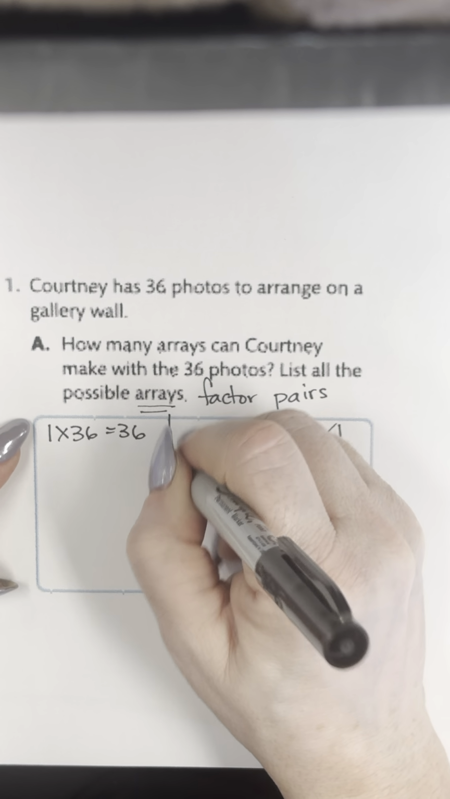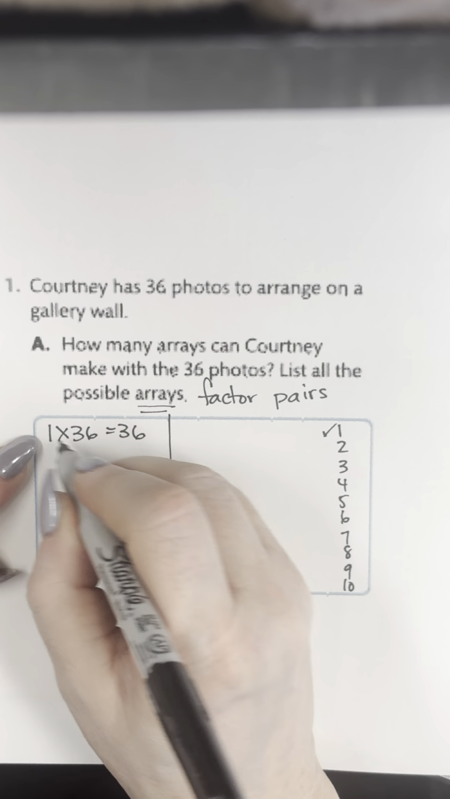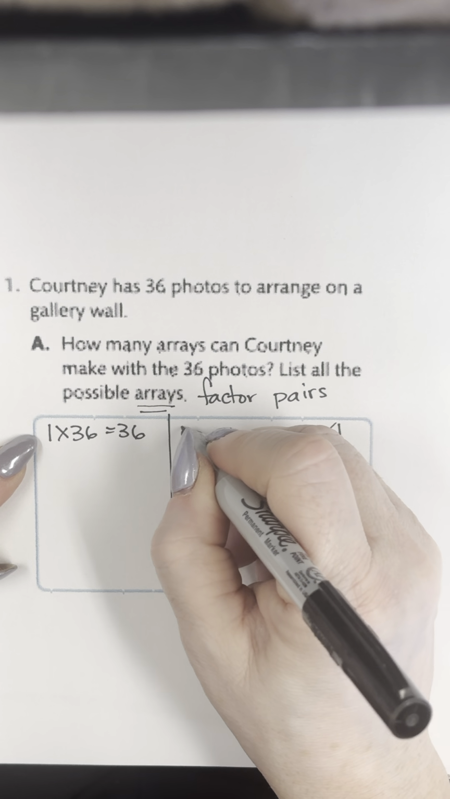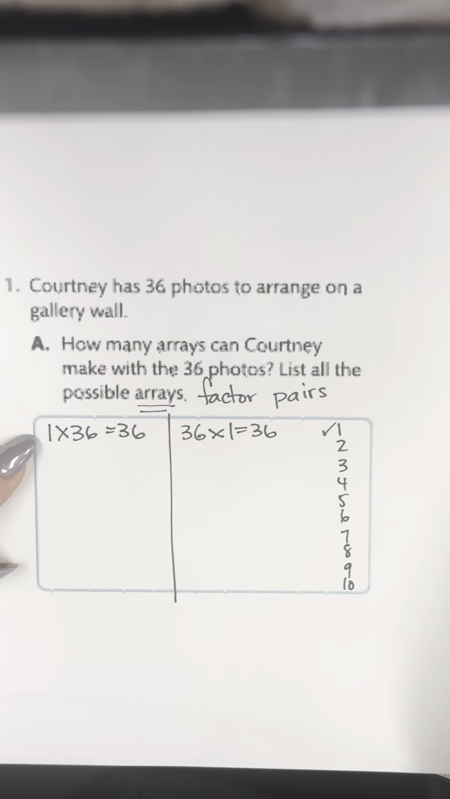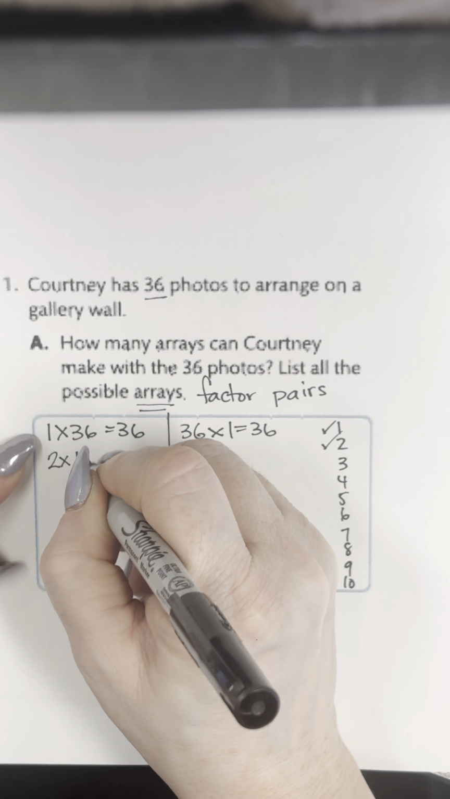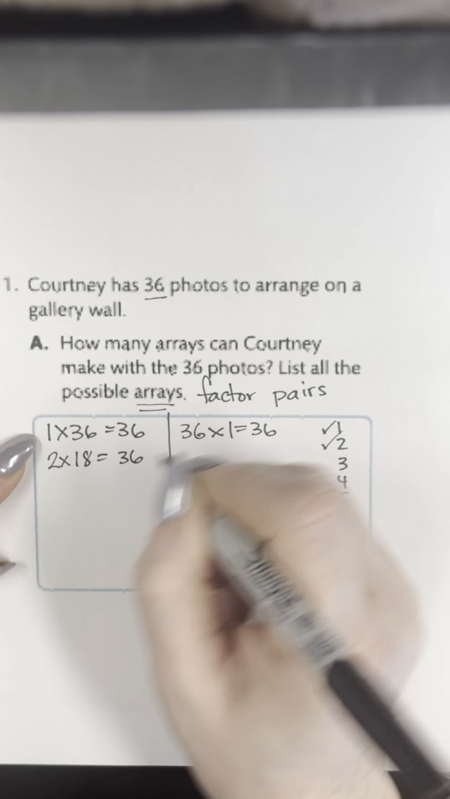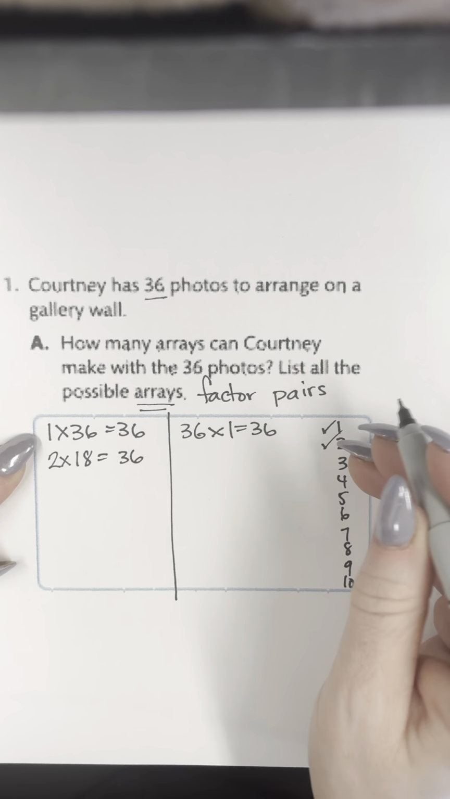Perfect. But remember, if I'm doing an array, I have 1 row of 36, or I have 36 rows of 1. Now, I know 36 is an even number, so definitely you can divide it by 2. You can use division to help you, or you can use mental math. I know that 2 times 18 equals 36. And remember, when you're finding an array, you can have 2 rows of 18 or 18 rows of 2. That also equals 36. So that works.